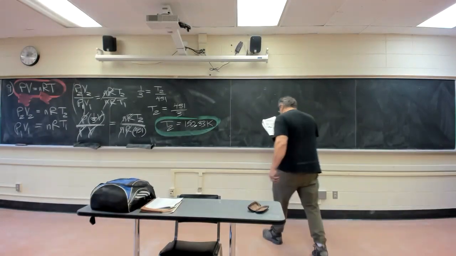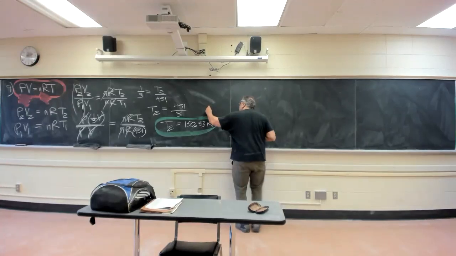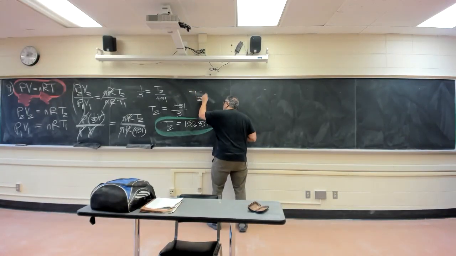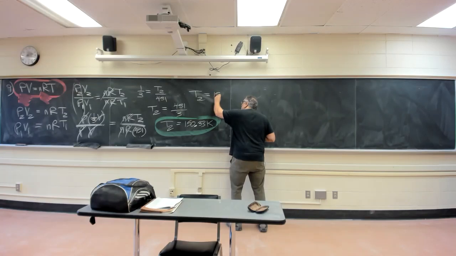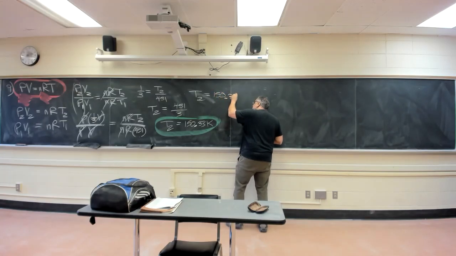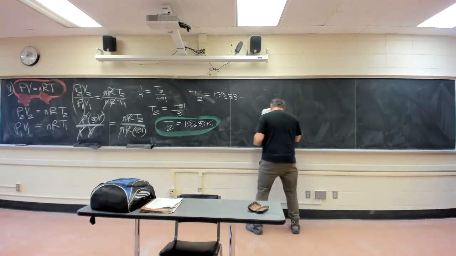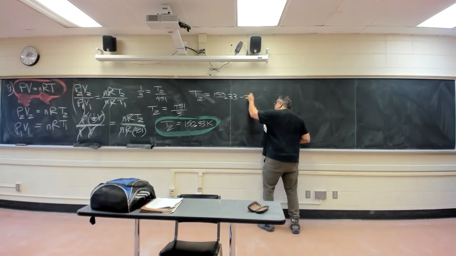So we got this. T sub 2 is 150.33 Kelvin. To get the Celsius temperature, take the Kelvin temperature and subtract 273.